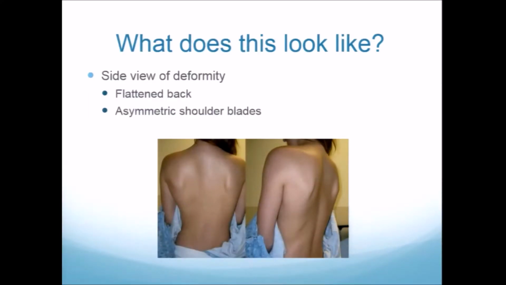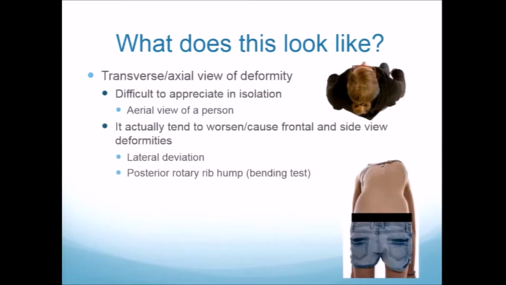And this is what it looks like. Again, you can find the shoulders being uneven, prominent shoulder blades, waist asymmetry, trunk shift, and just a curved spine. And on the side view, you can see this flattened back, which Dr. Lebel has also mentioned, and these asymmetric shoulder blades. In this axial, or top-down, view, it's really difficult to appreciate the deformity here, but it actually worsens the deformity on the frontal and the side plane. And you see on these bending images the rib hump and this lateral deviation here.